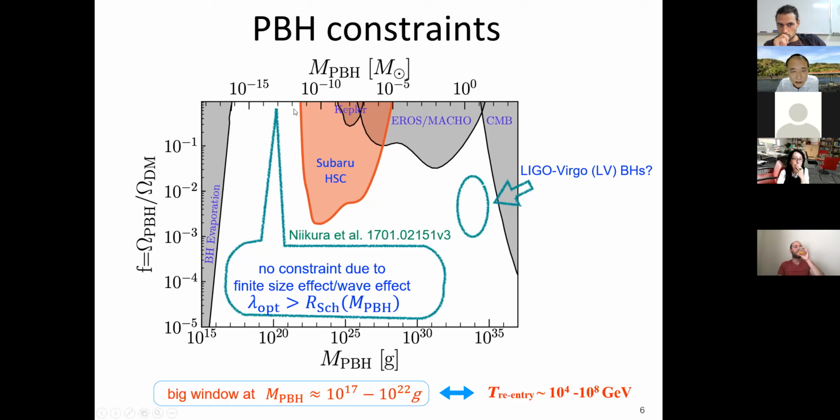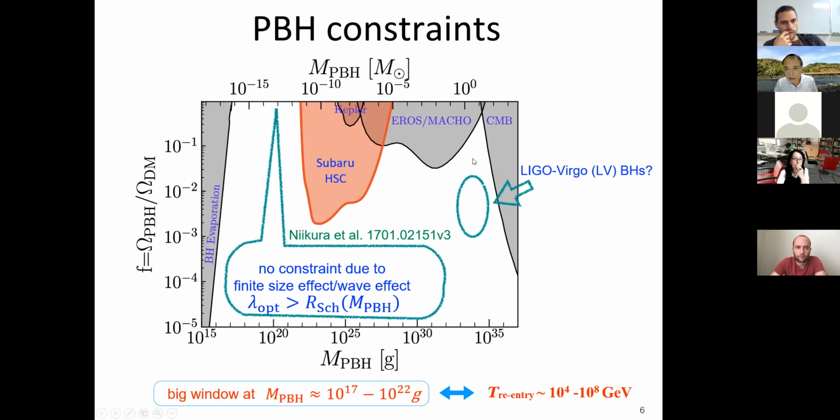So this means that we have a nice window, and if we have some interesting model that produces primordial black holes of an amount close to the amount of, say, cold dark matter, then we may be able to explain everything by primordial black holes without any need for WIMPs or any particle physics models.